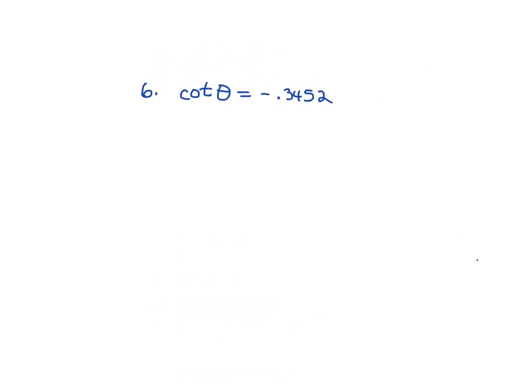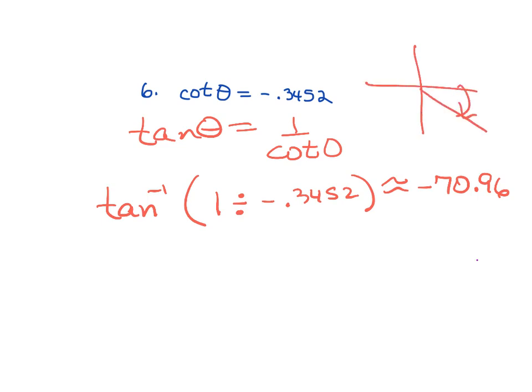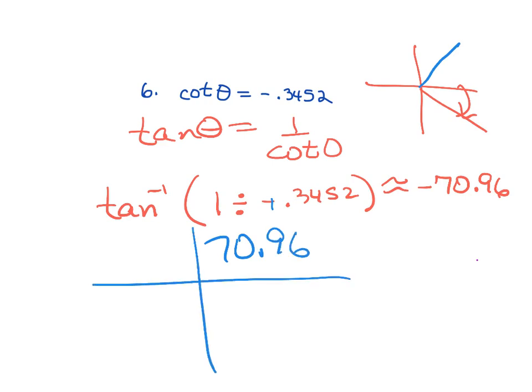Okay, number 6, cotangent. Again, this is the reciprocal of tangent. Oops, cotangent theta. So I'm going to be doing tangent -1. And then I'm going to do 1 divided by, and then I can put in the negative, 0.3452, and I'll get approximately -70.96. Now realize that if I put it in as negative, my -70-degree angle is down here. Remember, we want our reference angle to be up here. So if you want to enter this as positive, then you'll get the 70.96 positive reference angle.